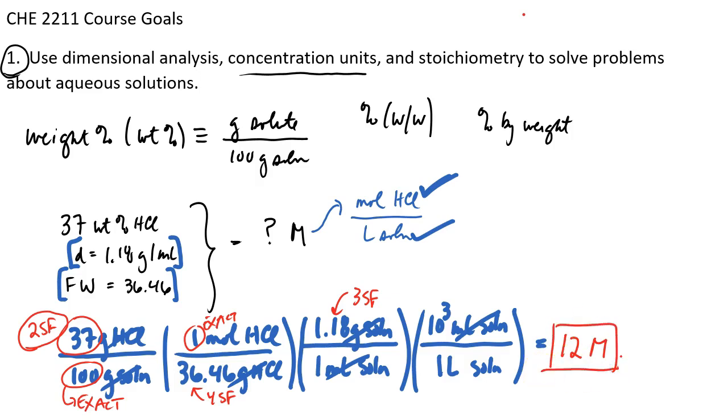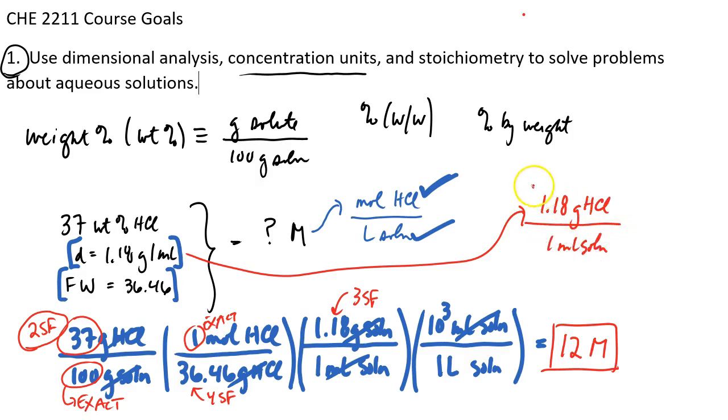We've solved the problem, but I do want to point out a common mistake I've seen students make before. Sometimes students interpret this density incorrectly, and they say, oh, that 1.18 means we have 1.18 grams of HCl for every 1 milliliter of solution, and that is incorrect. Don't ever make that mistake. Density is grams of solution for every volume of solution.